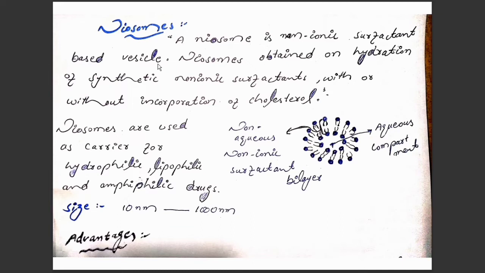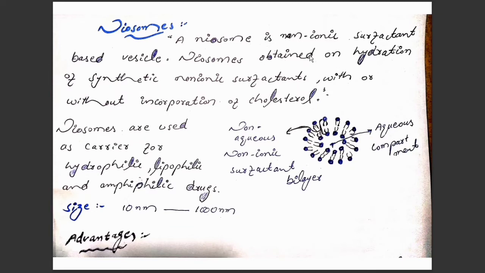So what is surfactant? Surfactants are the substances which reduce the surface tension between two phases, and non-ionic means that they don't have charge. So Niosomes are made up of non-ionic surfactant, and they look like a vesicle, or spherical in shape. You can see here in this diagram, this is a spherical shape vesicle, and this is a Niosome.